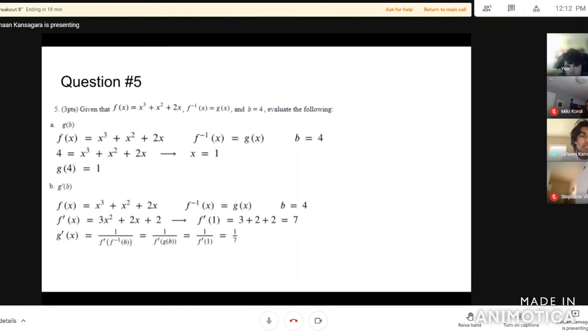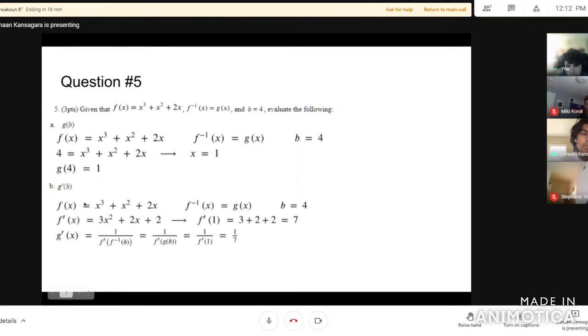For 5, so for finding g of b, we were given that f to the negative 1 of x is equal to g of x, which means that we can solve for g of x by just plugging in 4 on the left side and saying that equal to f of x. And then that would give us g of 4, which equals 1.